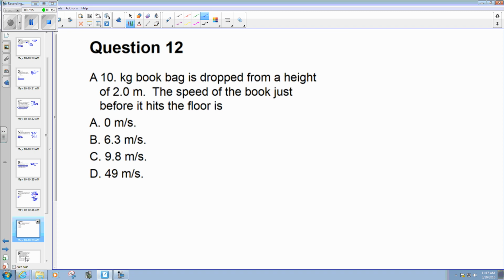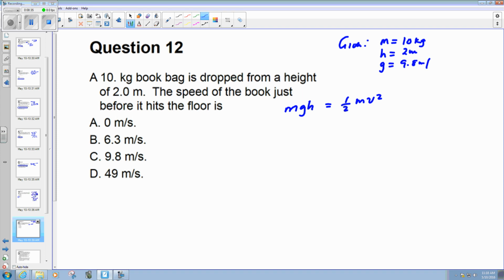This problem looks at dropping a book from a height and wanting to find the speed at the bottom. So what we are really doing is converting all the potential energy at the top into kinetic energy at the bottom. What are we given? We are given the mass of the book, which is 10 kilograms. We are given the height, which is 2 meters, and we know that g is 9.8 meters per second squared.